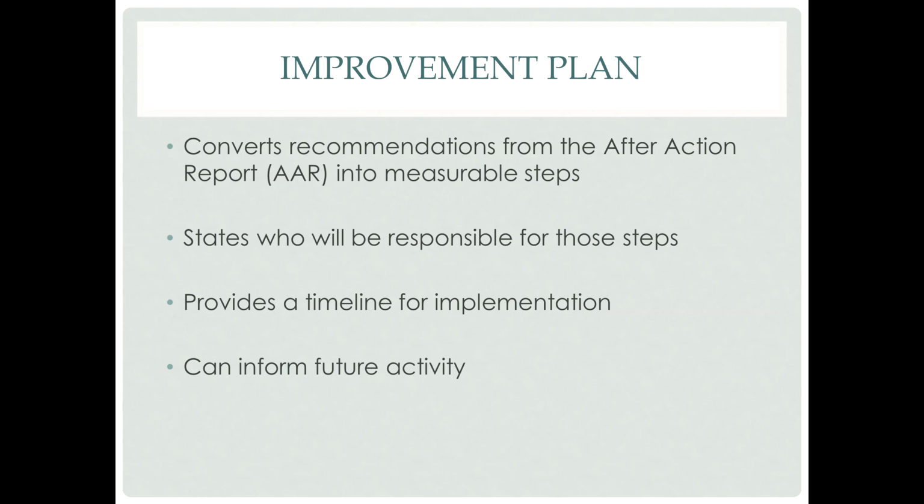All right, as I mentioned, the improvement plan converts the recommendations from the AAR into measurable steps. If we found something that needs to be improved upon, what are the measurable steps that we can take in order to make sure that we're mitigating that gap or that improvement? And it also provides who will be responsible for helping to mitigate or close that gap and the date by which you think that will be completed. And then it can inform future activity.